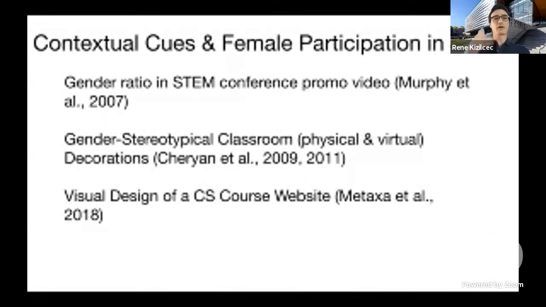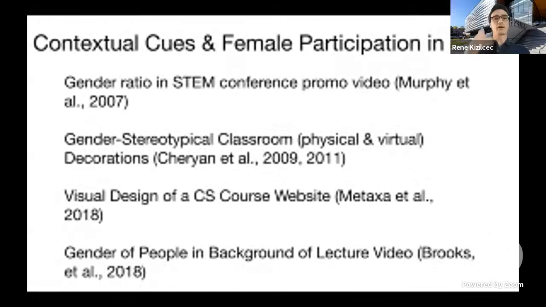And some other work by my colleague Chris Brooks looked at the gender of people in the background of his data science course's lecture videos. He has a green screen, and behind him there's a video of people, and they changed the background to women or men in the background. He found that that had some influence on participation in the forum, how much women were participating and men were participating. So a number of studies show that these smaller or somewhat larger changes in the design of an environment can have an impact on behavior in the environment.